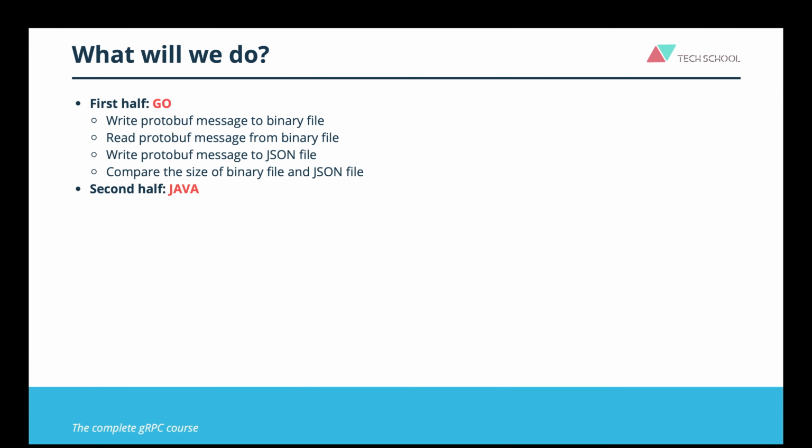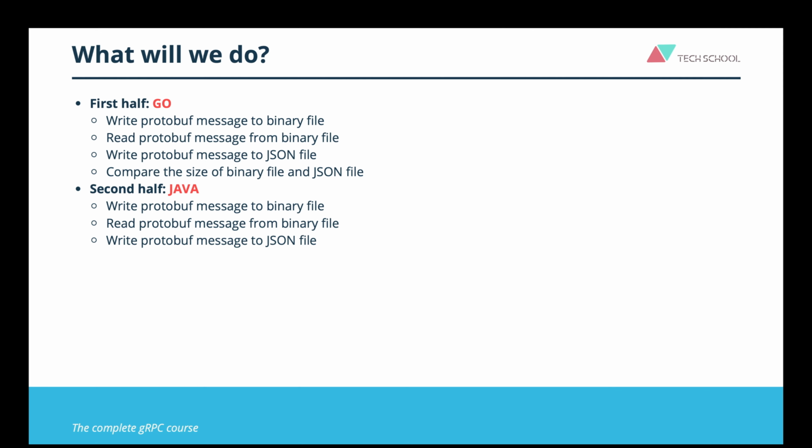In the second half of the lecture, we will do similar things, but code in Java. Write a protobuf message to a binary file, read it back, then write a JSON file. But this time, we will also try to read the binary file that was previously written by Go code and write it to another JSON file to compare it with the original one.